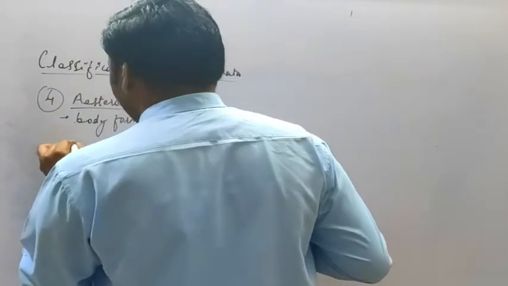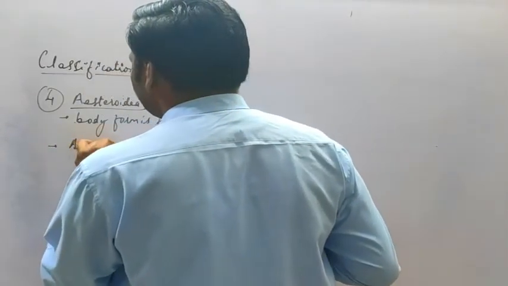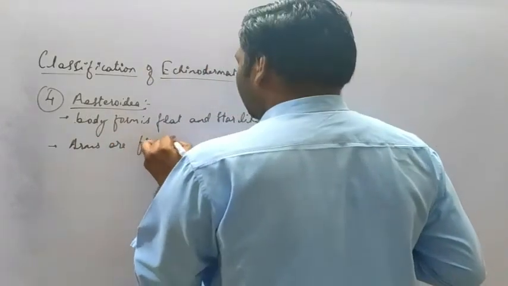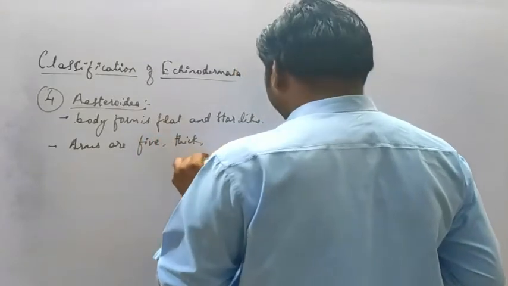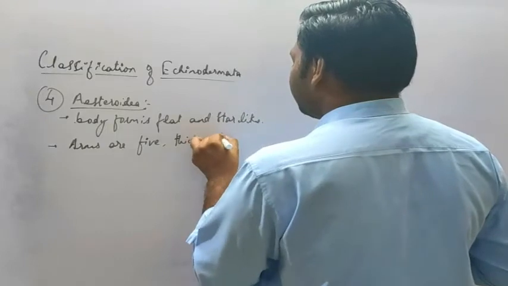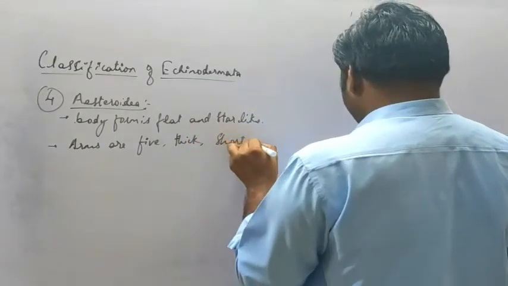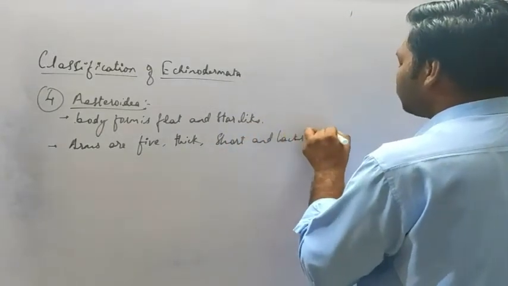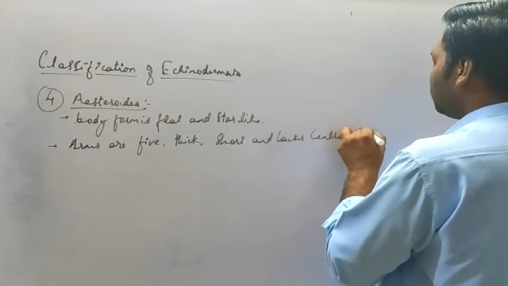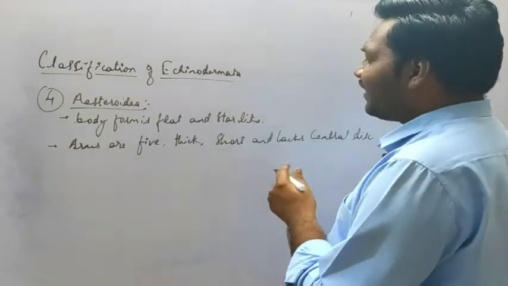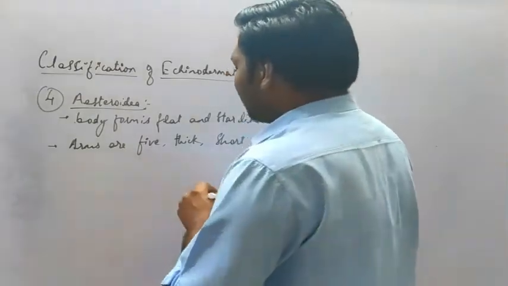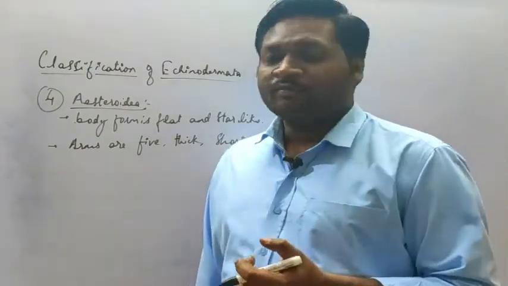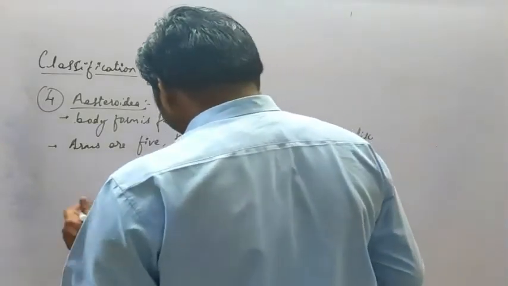The next, arms are 5, thick, short, and lack a central disc. So here you can see the body form is flat and star-like, and the arms are five, thick, short, and lack the central disc. In the starfish, we have seen the central disc is present, but here the central disc is absent.